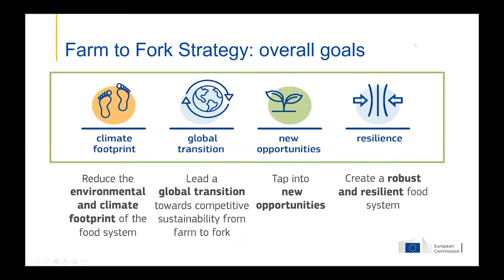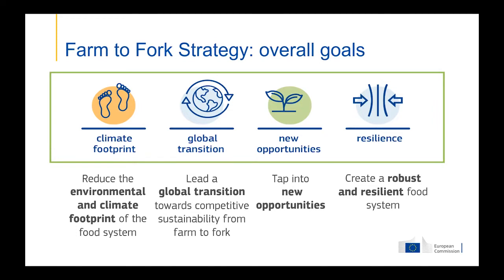The overall goals of the farm to fork strategy are very clear: reduce the environmental and climate footprint of the food system. Many people are worried about the way we are producing food, not only in Europe but in big parts of the world, and whether this is sustainable in the long run if we need to feed 9, 10, 11 billion people. We also need to create a global transition to competitive sustainability. It needs to be sustainable, but also a little bit competitive.